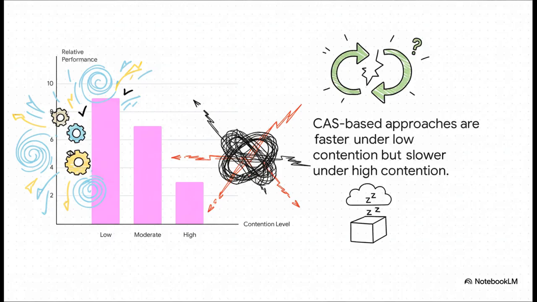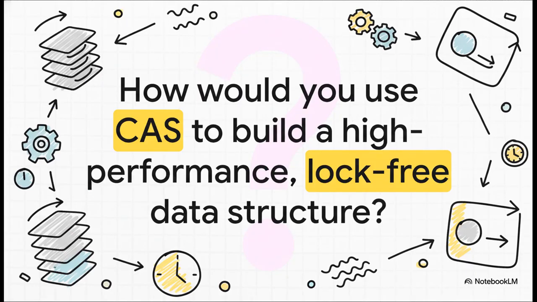So look, the takeaway here is pretty clear. When you don't have a lot of threads fighting over a resource, low or moderate contention, that optimistic compare and swap approach is way faster. You avoid all the heavy costs of putting threads to sleep. But when the fight gets intense, when you have high contention, all those optimistic CAS operations start failing and retrying over and over. And suddenly, it's much more efficient to just use a traditional lock and have waiting threads take a nap.